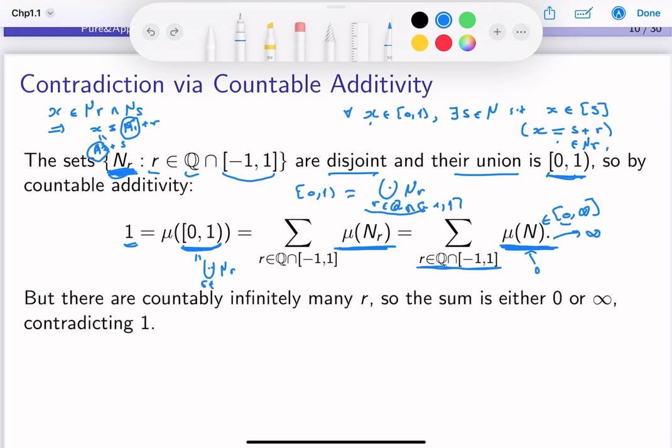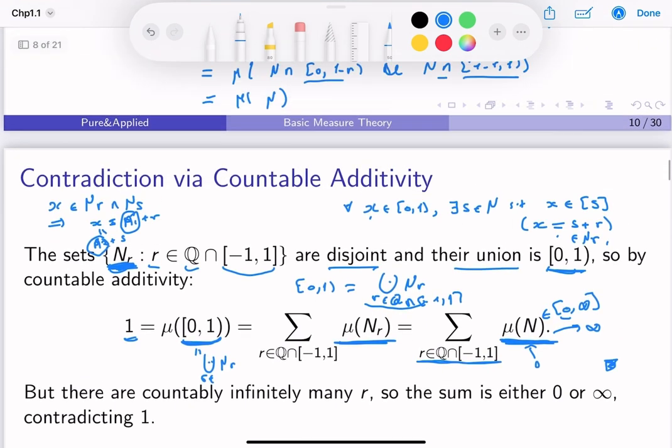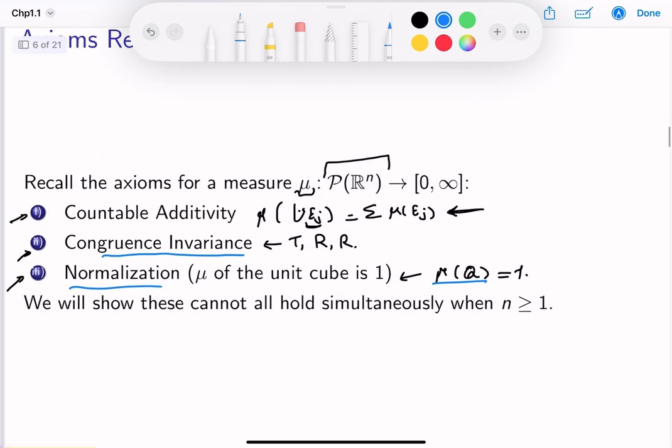So this is a contradiction to the existence of such a function, okay? If such a function exists, then we get 1 equals infinity or 1 equals 0, which is a contradiction. So no such function exists, okay? Bottom line is, if you want to define something called measure, you can't define it on all subsets of R^n and still make it satisfy these properties. You cannot have these things at the same time.